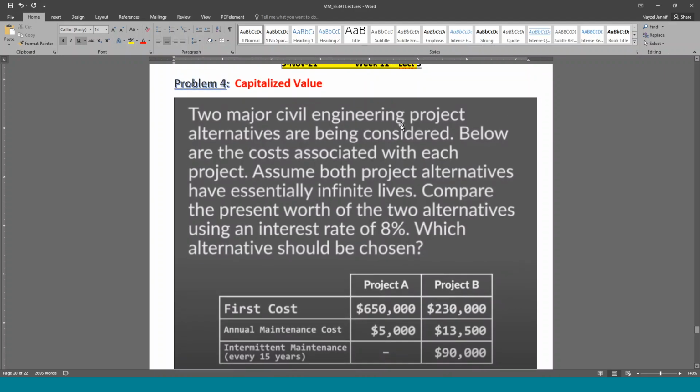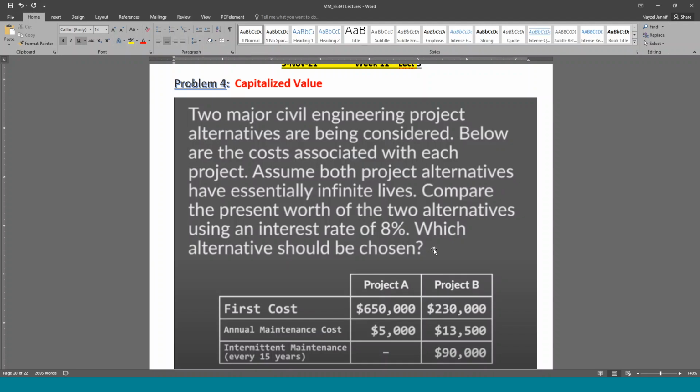Two major civil engineering project alternatives are being considered. Below are the costs associated with each project. So there's two alternatives. Assume both project alternatives have infinite lives. Remember, there's always an end of life, and after the end of life there is a salvage value, but in this case there is infinite life. Compare the present worth of the two alternatives using an interest rate of 8%. Which alternative should be chosen?